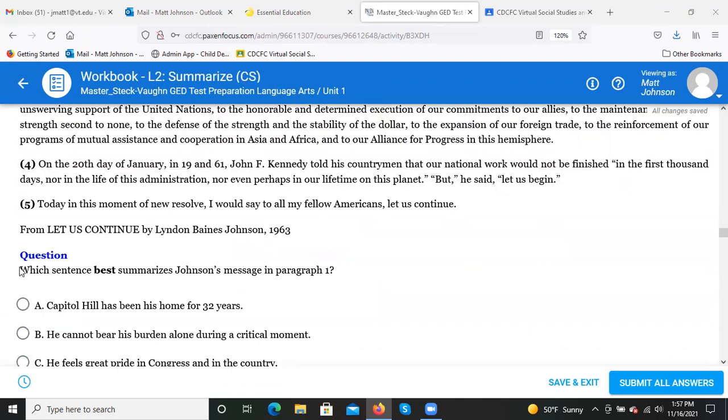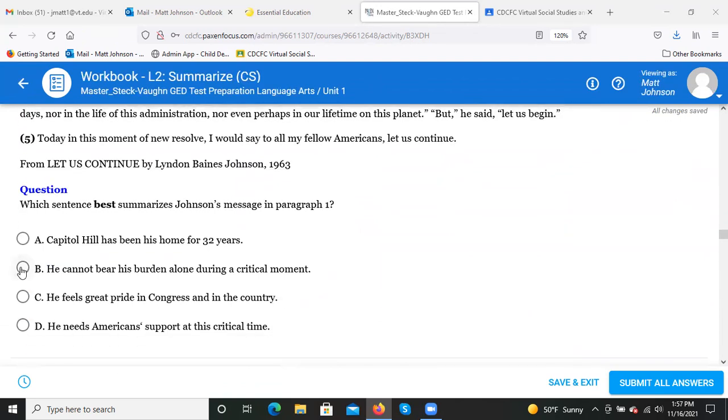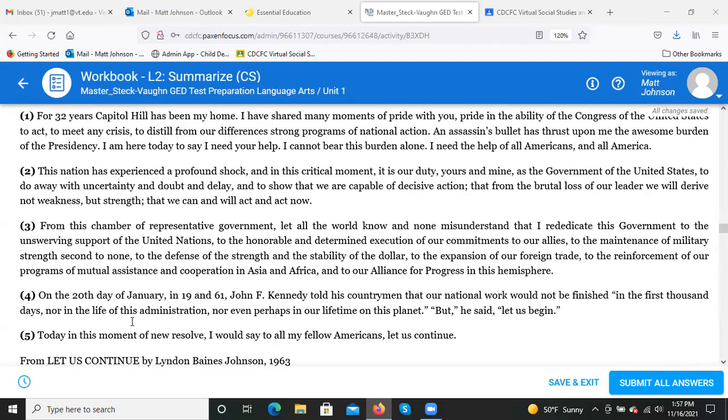So which sentence best summarizes Johnson's message in paragraph 1? A, that Capitol Hill has been his home for 32 years. B, he cannot bear this burden alone during a critical moment. C, he feels great pride in Congress and the country. D, he needs American support at this critical time.